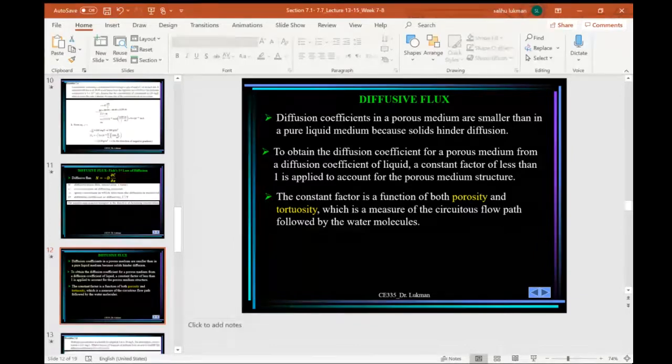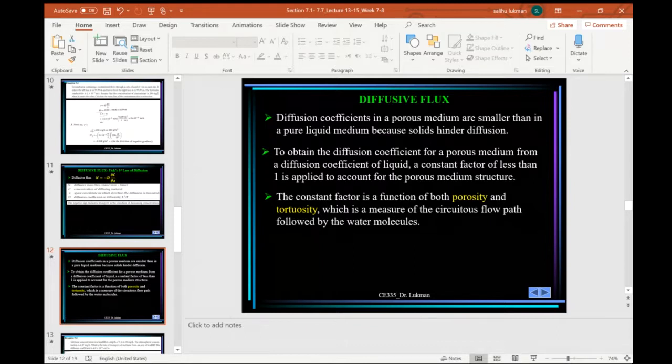So you cannot expect to have the same diffusion as in an open channel or in pipe flow, or in a medium where you have your porous media. The diffusion coefficients in porous media are smaller than in a pure liquid medium because the higher the diffusion coefficient, the higher the diffusion. To obtain the diffusion coefficient for a porous medium from the diffusion coefficient of the liquid, a constant factor of less than 1 is applied to account for the porous medium structure.